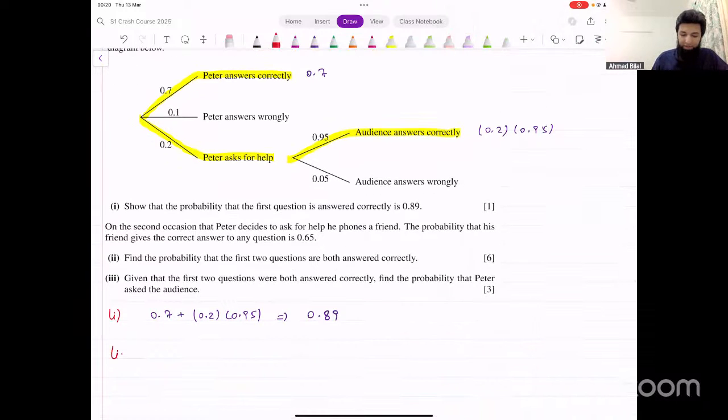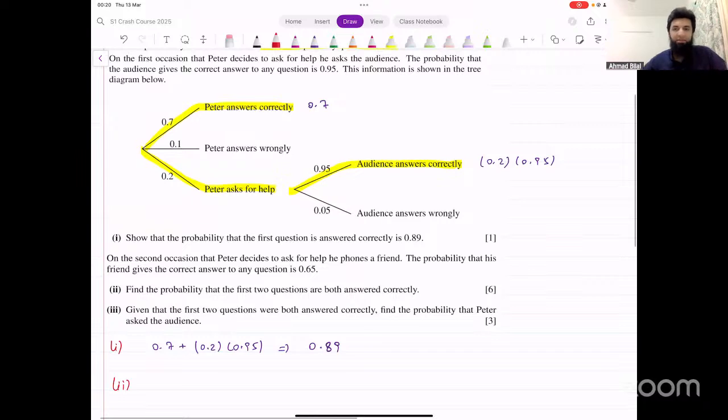Let's look at the second part now. It says on the second occasion that Peter decides to ask for help, he phones a friend. The probability that his friend gives the correct answer to any question is 0.65. Find the probability that the first two questions are both answered correctly.